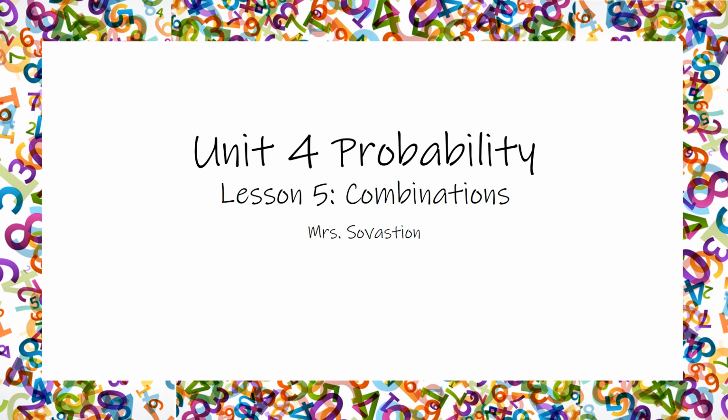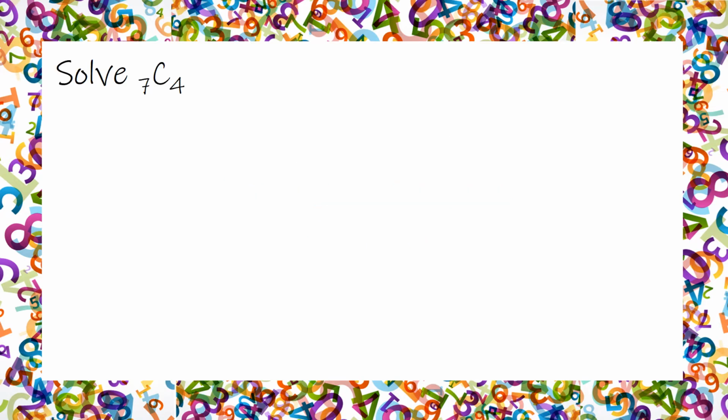This is Miss Sebastian, and we're going to look at probability and combinations and permutations. So our first problem is solve 7 combinations of 4.